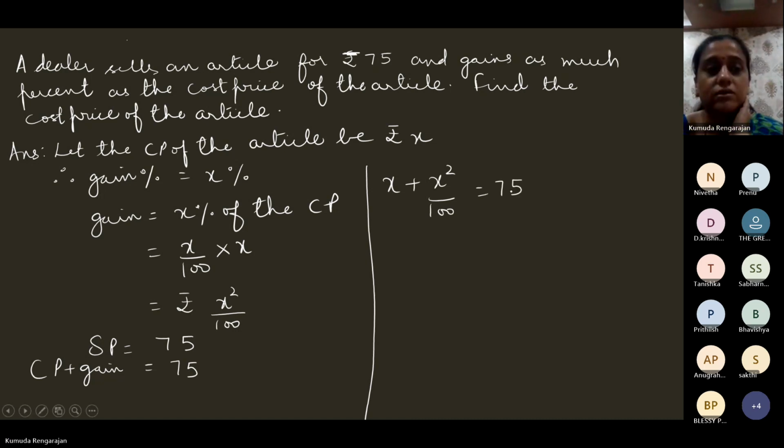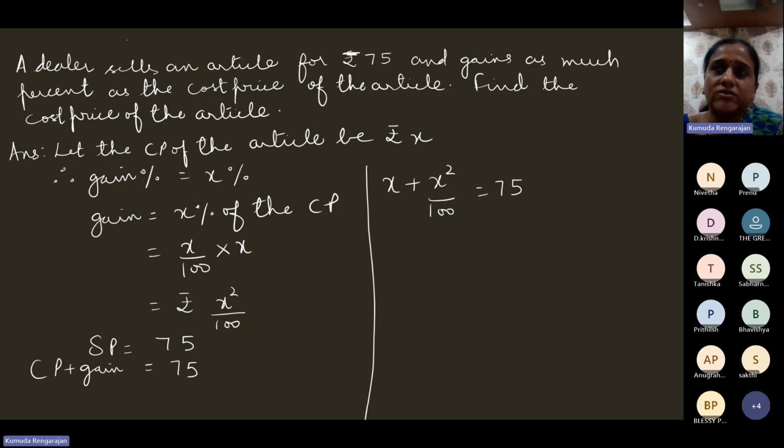Okay. So in this question, the selling price of the article is 75 rupees. Listen to me. The selling price of the article is 75 rupees. And it's given that the dealer on selling gains as much percent as the cost price of the article.